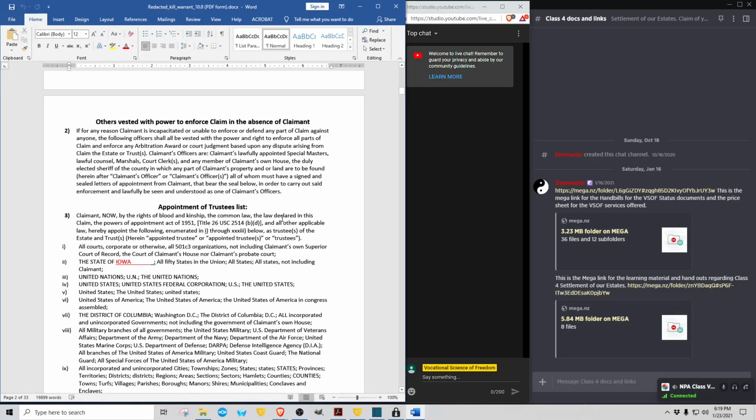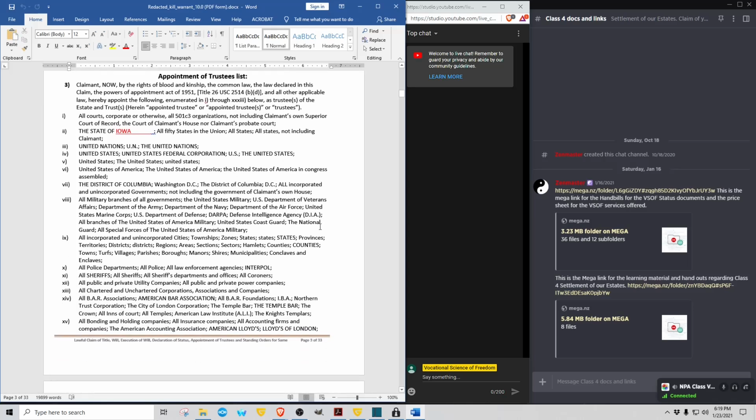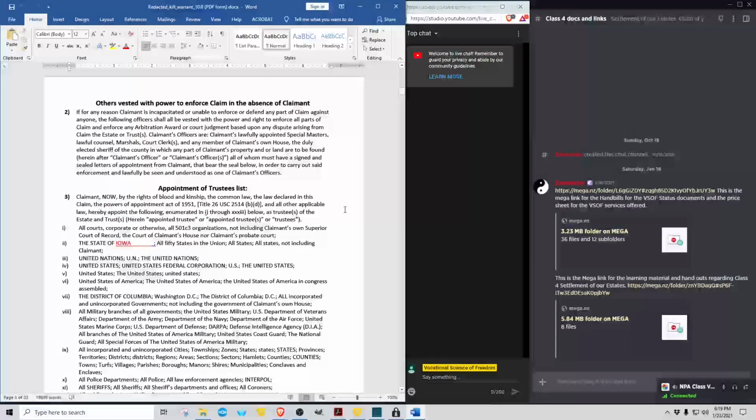So basically everybody who isn't a member of your own house gets appointed as a trustee. Now, they don't accept the offer of being a trustee of your estate until they administer your estate. That's the clause. That's the binding action clause. And I have explained this in multiple ways, but the best way to explain it is basically like this.